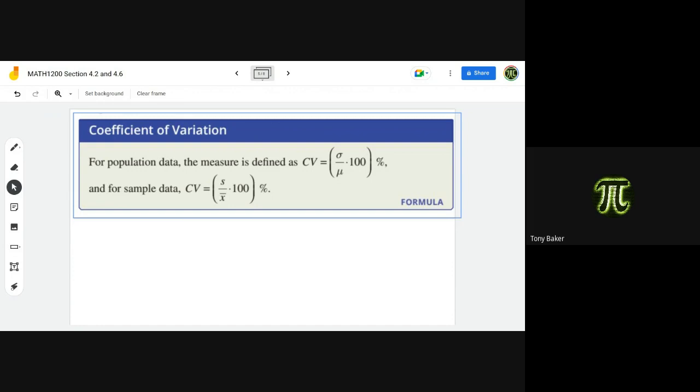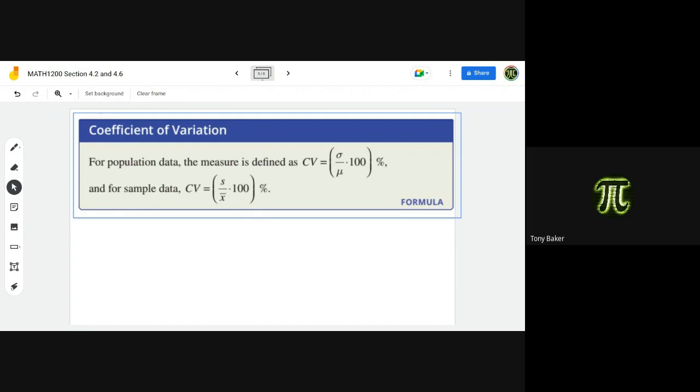All right, so coefficient of variation doesn't have a unit attached to it. It's not like centimeters or anything else like that, but it allows us to compare two or more data sets. It allows us to figure out which one is more or less variable than the other one.